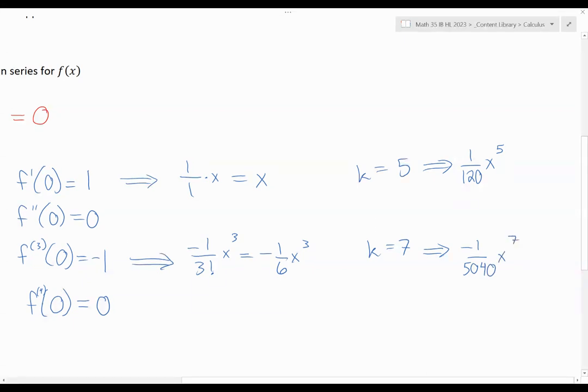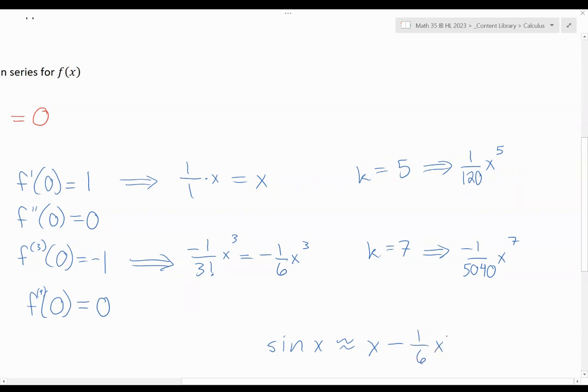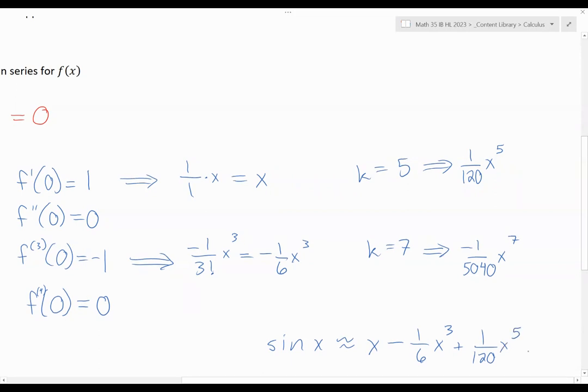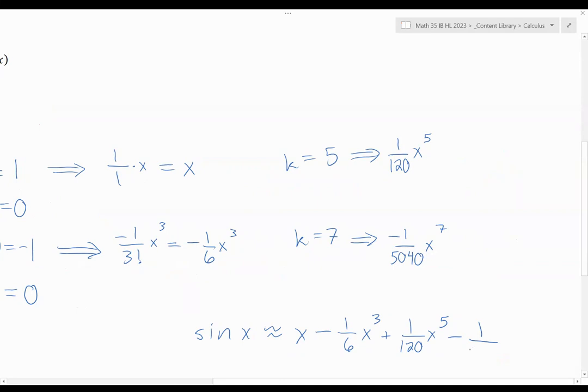So the first 4 non-zero terms in this expansion: sine of x is approximately equal to x minus 1/6 x to the power of 3 plus 1 over 120 x to the power of 5 minus 1 over 5040 x to the power of 7.